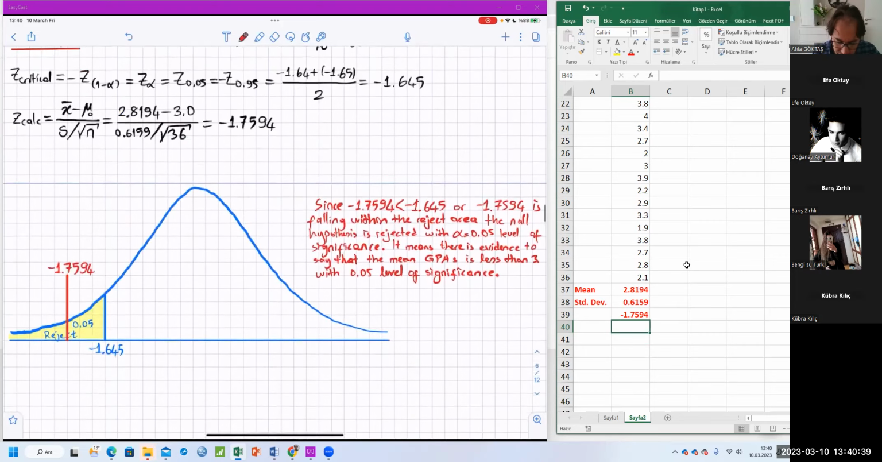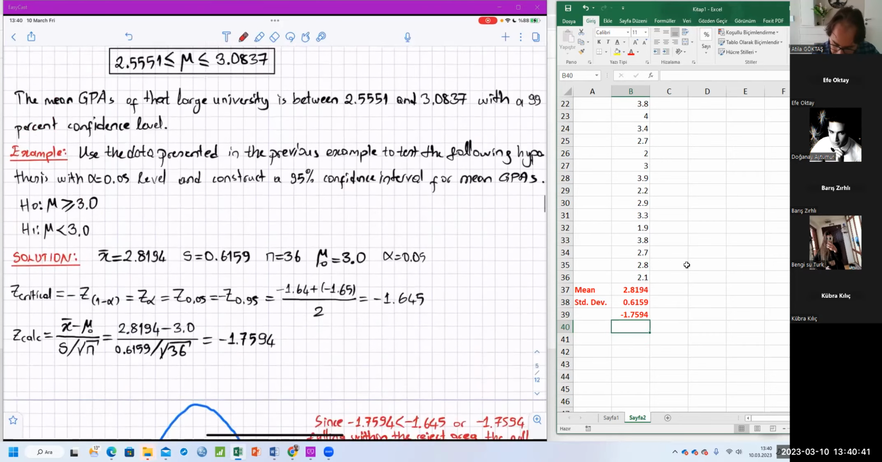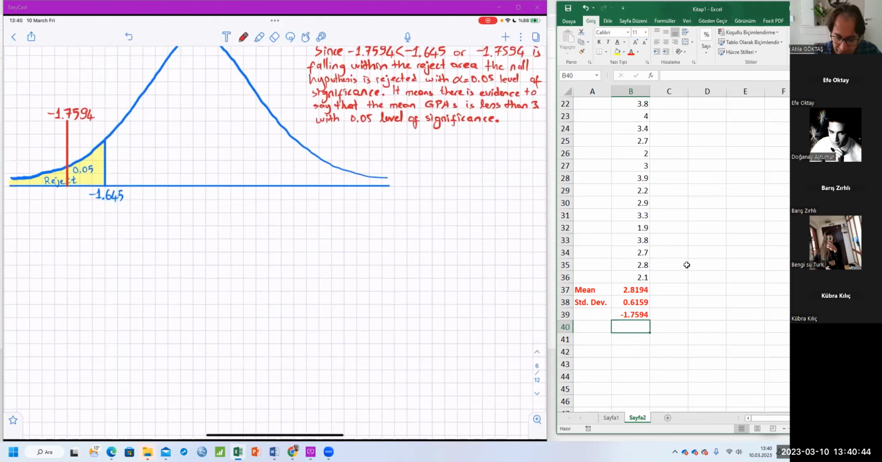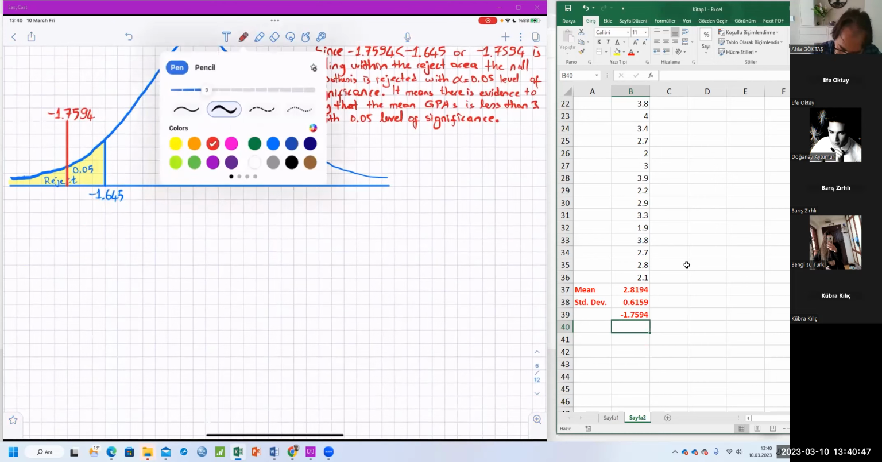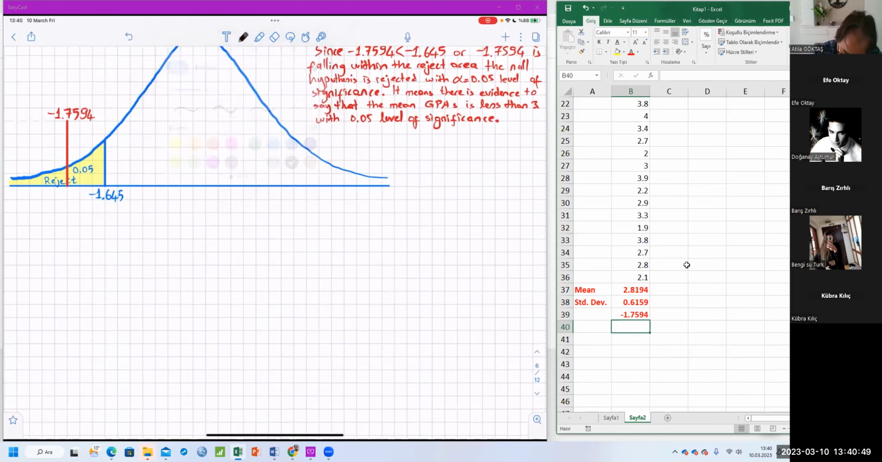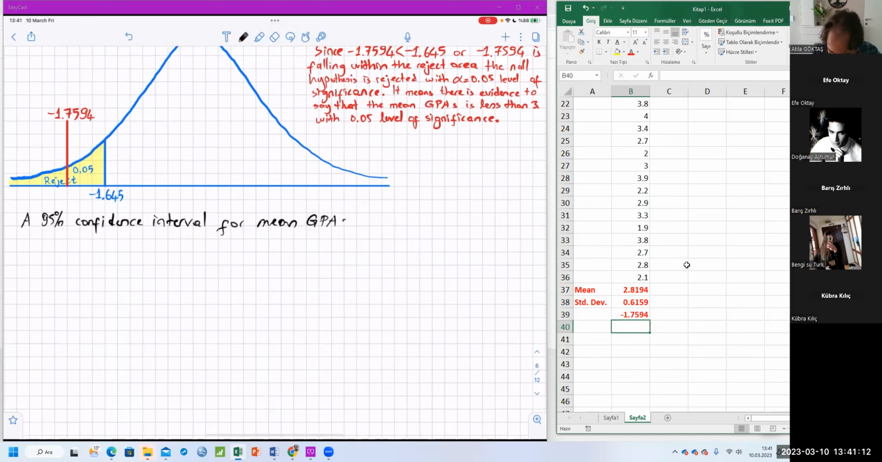So it's easy now to construct a 95% confidence interval for the population mean GPA. The confidence interval, the 95% confidence interval for mean GPA, is as follows.